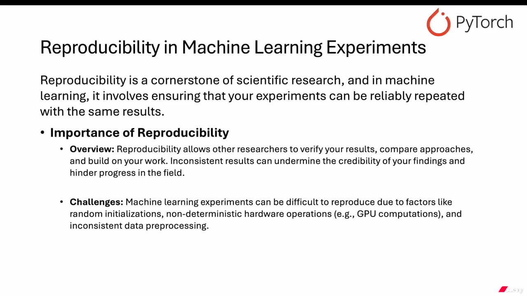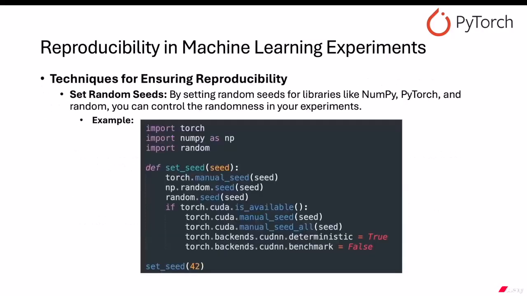Challenges. Machine learning experiments can be difficult to reproduce due to factors like random initializations, non-deterministic hardware operations, for example GPU computations, and inconsistent data preprocessing. Techniques for ensuring reproducibility. Set random seeds. By setting random seeds for libraries like NumPy, PyTorch, and random, you can control the randomness in your experiments.